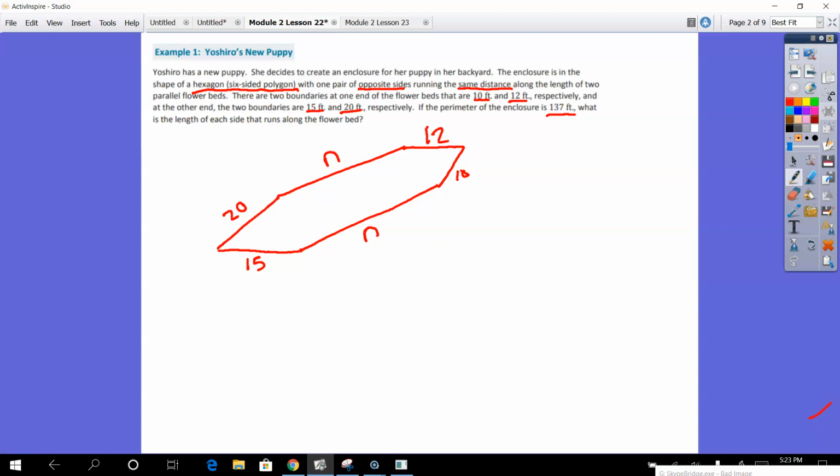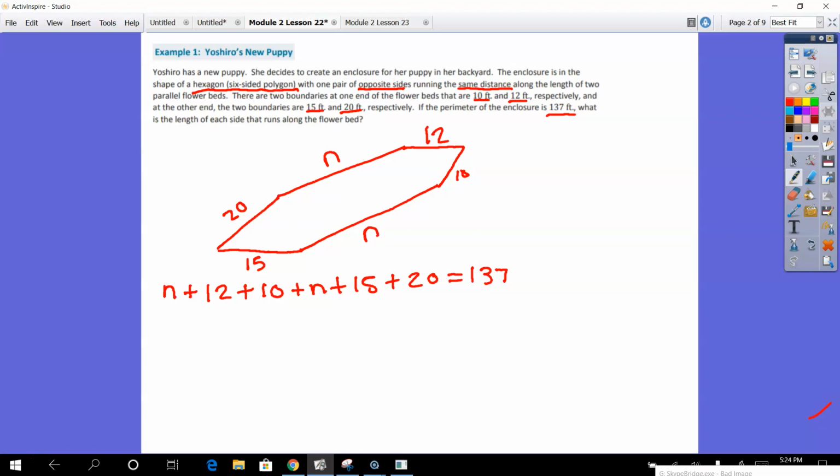So, if the perimeter is 137 feet, we know perimeter means we add up all the sides. What is the length of each of the sides that runs along the flower bed? So we have N plus 12 plus 10. I'm starting at one N and going around, plus N plus 15 plus 20 until I make it back, and we know that the whole thing is a total of 137.